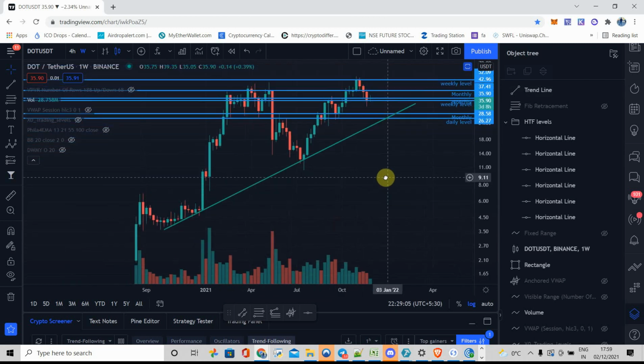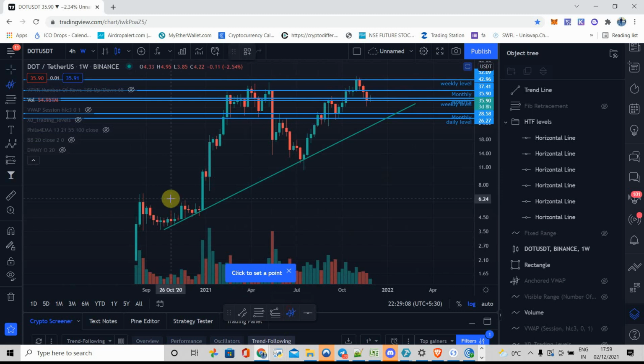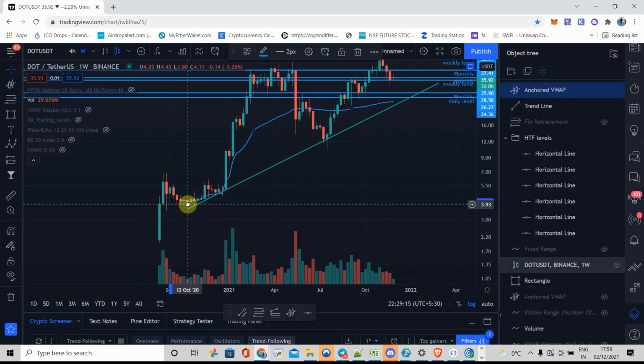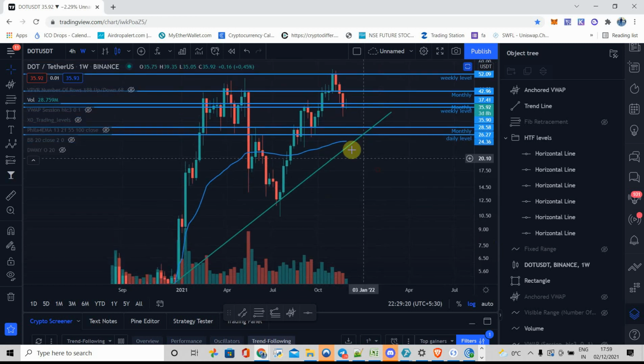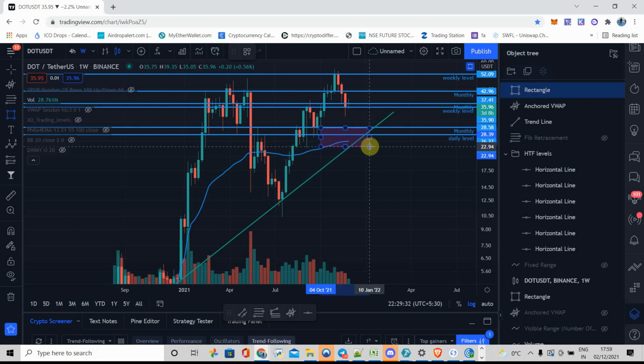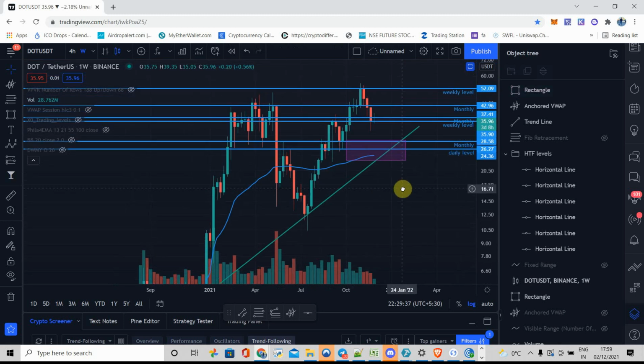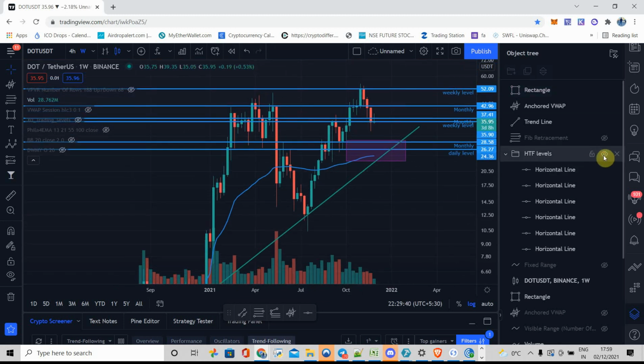Let me check any other. Let's draw the anchored VWAP from the starting point, which is from the $3 till the end. The anchored VWAP is also coming around this region, which is not quite aligned, but it's more or less this region. In my opinion, it's a very high demand zone, and we can always get into a swing long position using all these confluences which I mentioned.